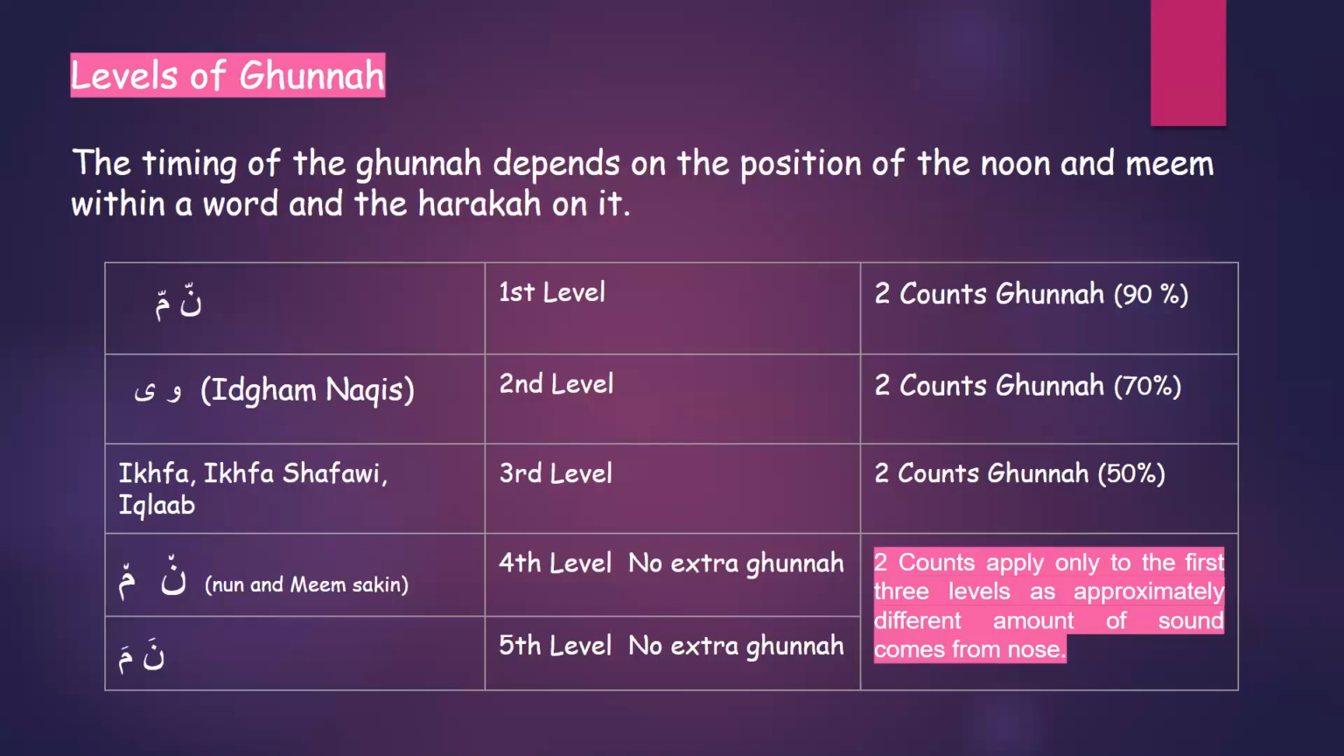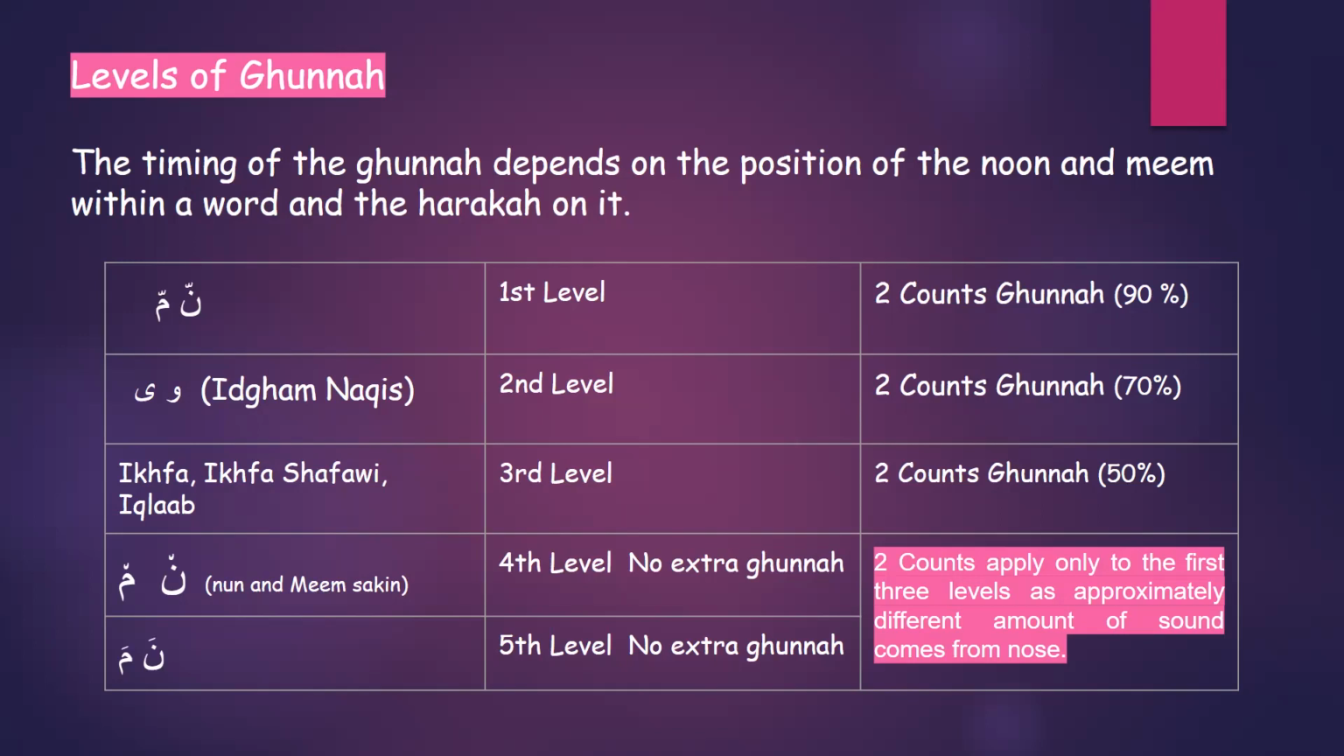Let's see the levels of ghunnah now. As we said, the timing for the ghunnah depends on the position of the noon and the mim within the word, whether the letter has a haraka or a sukoon or a shadda, or under the noon sakina and mim sakina rule, we have different levels of ghunnah. So the first level of ghunnah is noon mushaddada and the mim mushaddada, means the noon with the shadda on it and the mim with a shadda on it. This is a ghunnah wajib, means we must apply a ghunnah in our recitation when we're reading such words.